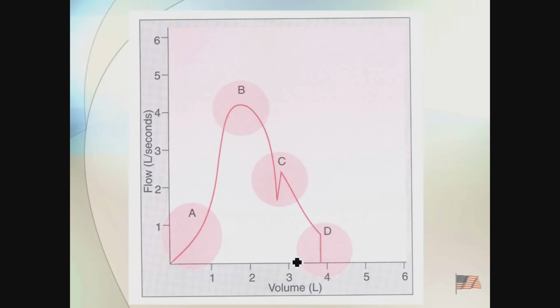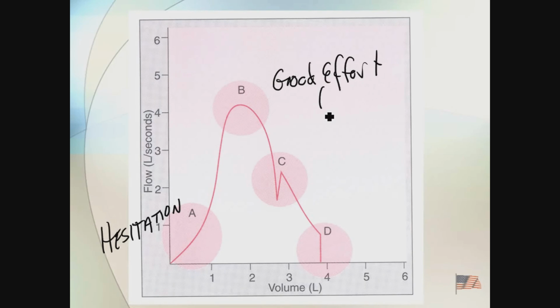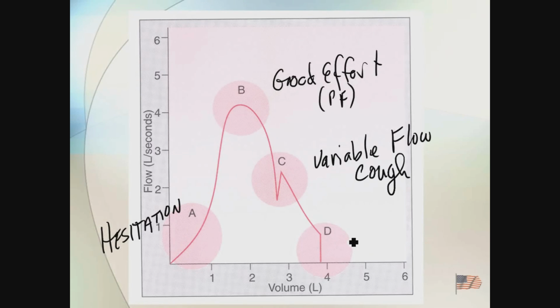So this is kind of how they do the grading. I'm looking here at the hesitation. I'm looking at a patient effort getting a maximal flow. I'm looking at flow variability from a cough. And I'm looking at early termination. Here, I'll mark those down for you. Hesitation. Good effort. Peak flow. Variable flow or cough will generate those. And early termination.